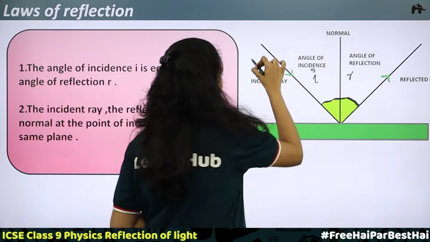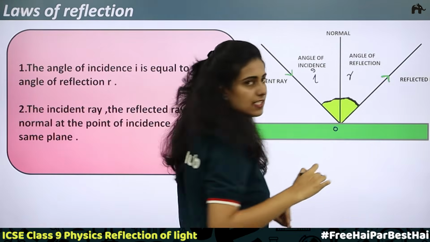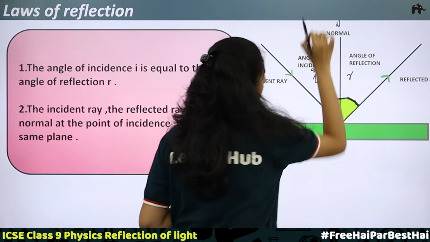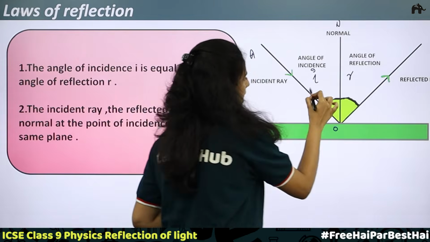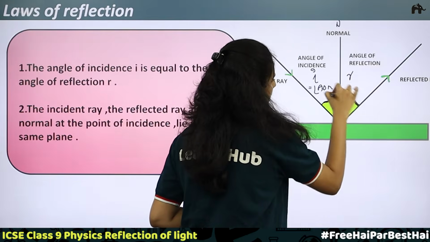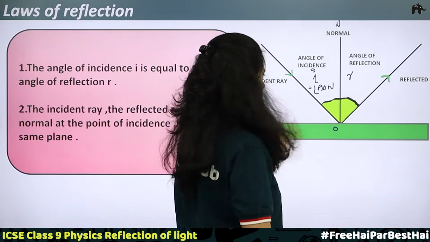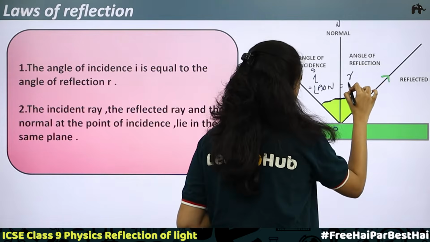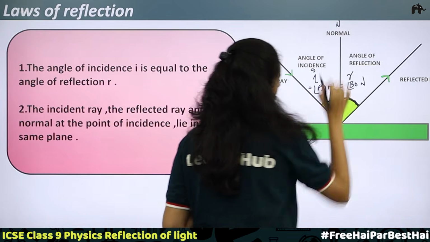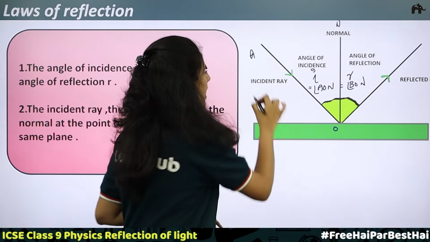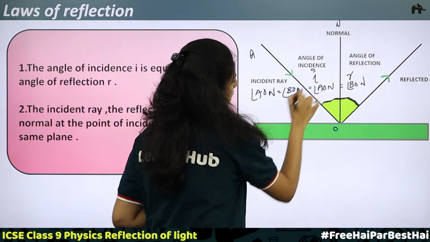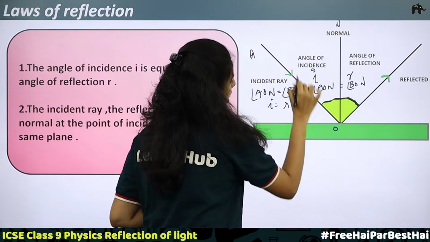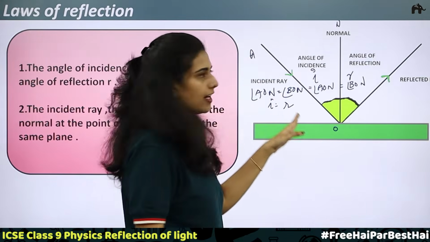So AO is the incident ray, ON is the normal. The angle made between them, that is angle AON, is the angle of incidence, and the angle of reflection is angle BON. So according to the first law, angle AON is equal to angle BON, or I is equal to R. Angle of incidence is equal to angle of reflection.